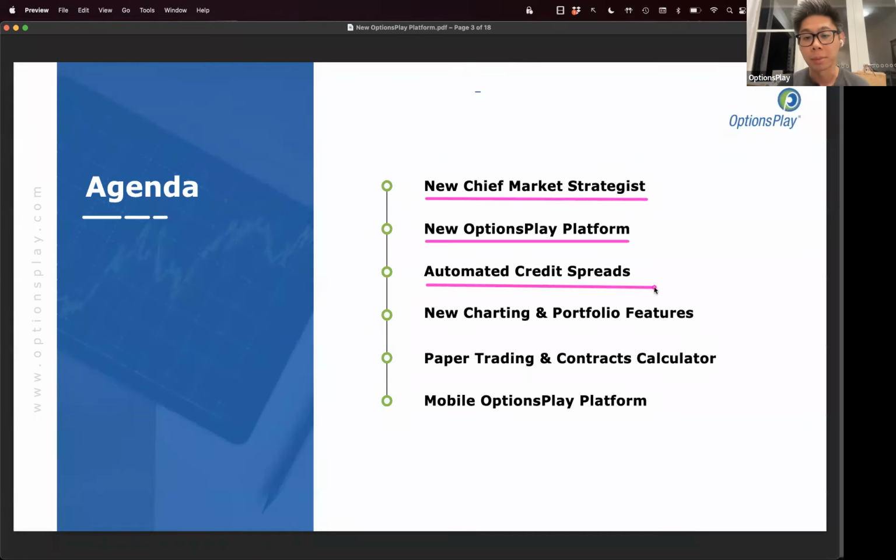We have a new Options Play platform. We've automated credit spreads. Many of you like to trade credit spreads, so now you can automatically find credit spread opportunities in the market instantly using the Options Play platform. The new charting capabilities that we now have, and new portfolio tools, paper trading and contracts calculated that you can now do directly on our platform, and access to a new mobile, Android, and iOS platform.